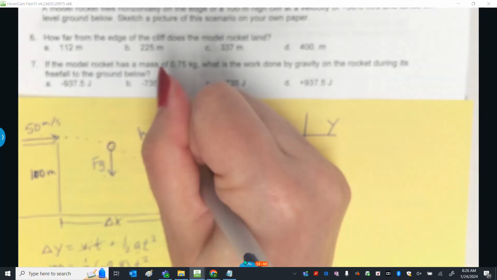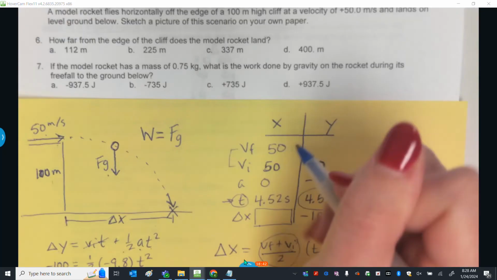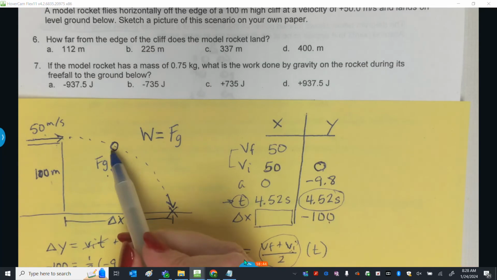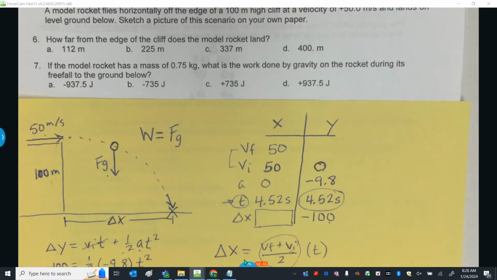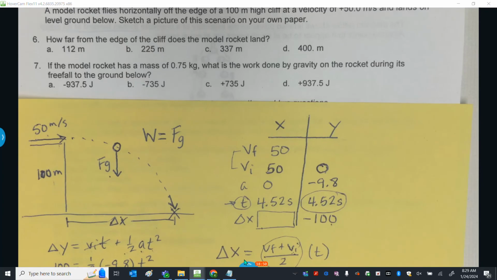Well, the force acting on this object is Fg, and the displacement of this object vertically, because again, when we talked about work, all I care about is the displacement that's parallel to my force.